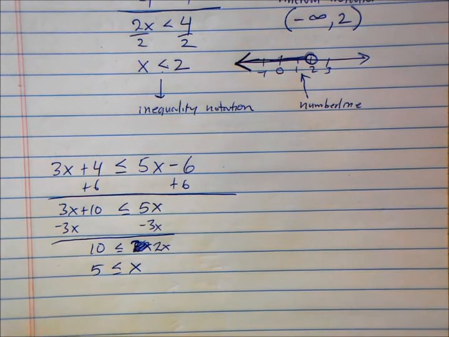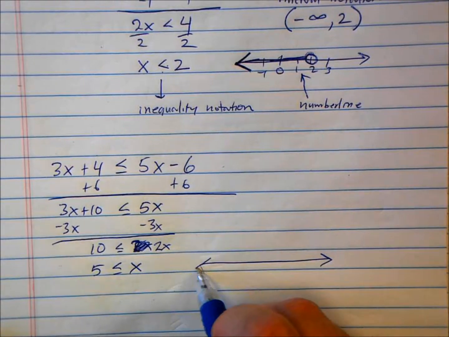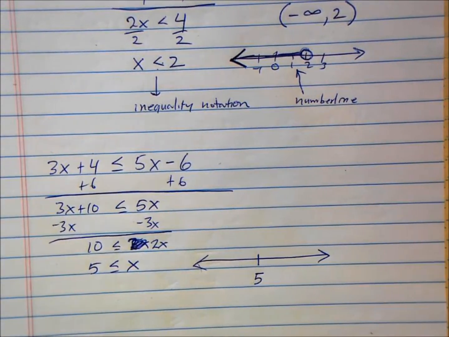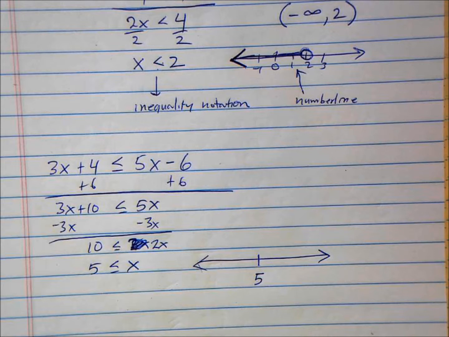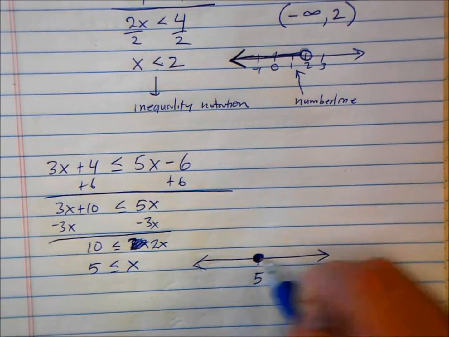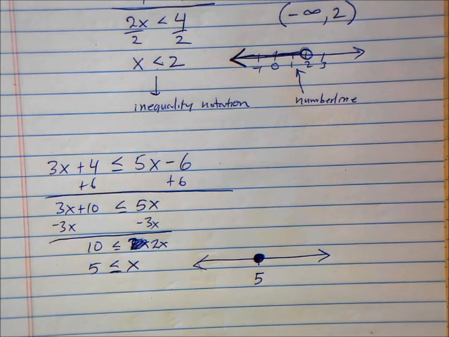Okay, so there's my inequality notation. Here's my number line. When I draw number lines, I'm pretty lazy. The only point I really need to mark is the point 5. So there's 5. Do I put an open circle or a dot at 5? Closed circle or a dot. This time I get a dot because I have the equal to. Whenever you have an equal to, you put a dot.